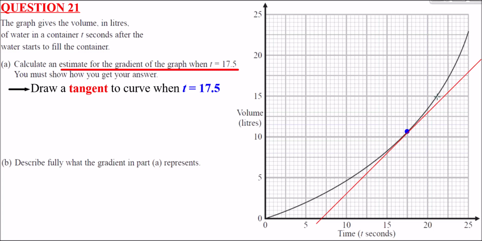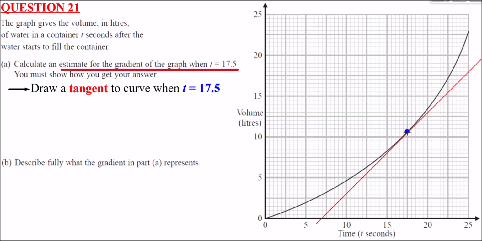Yours might be a bit steeper or a bit less steep, but it shouldn't be too far away from that. Once you've drawn your tangent, pick two different nice points which go through the corners of squares on your tangent line. For mine, that one there seemed to go nicely through that square, and I know 17.5 is what the tangent goes through. So I can read off here, I can see that's about 10.5.